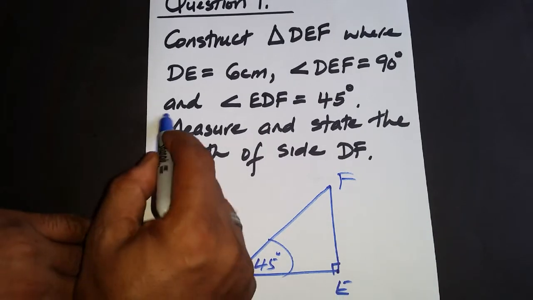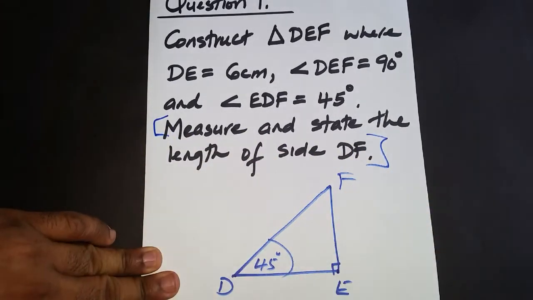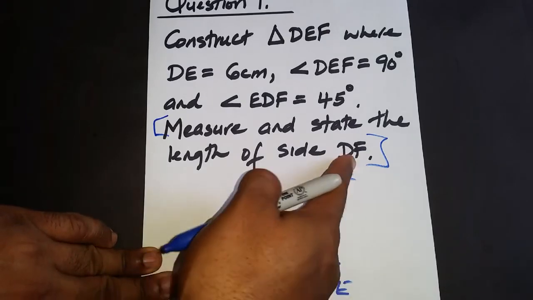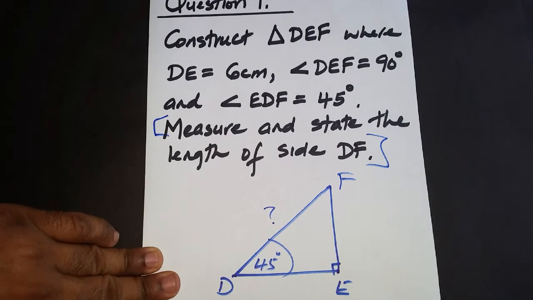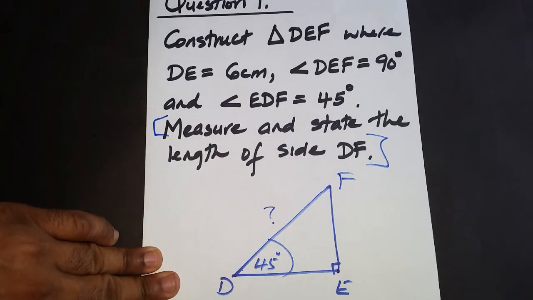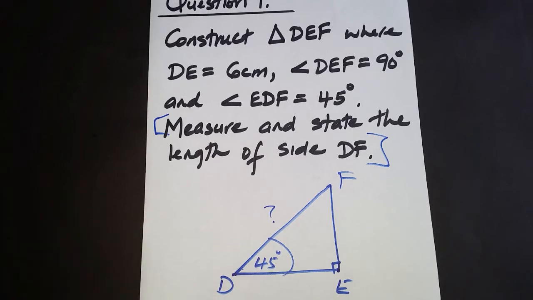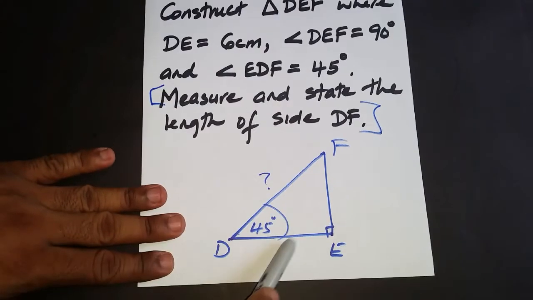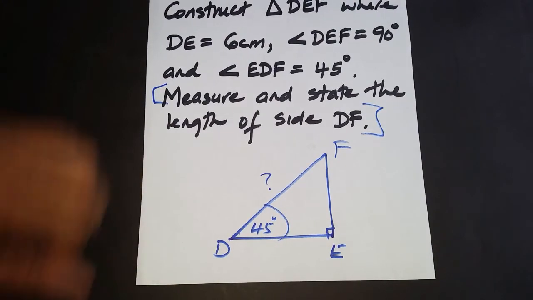And the reason why they're asking this part, measure and state the length of DF, which is this side, is to know right away whether or not you did the construction correct. Because if everybody did the construction the same, then the length of DF would be the same. So we're going to go ahead and do the construction, and this gives us an idea what our outcome should look like. So doing a sketch is always a good idea. So let's get into this construction now.